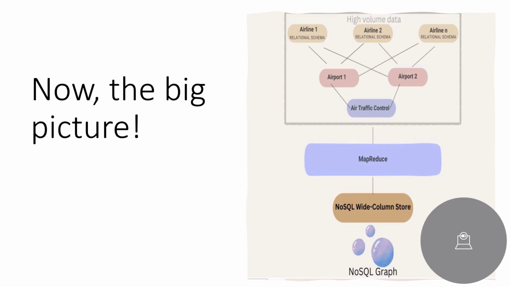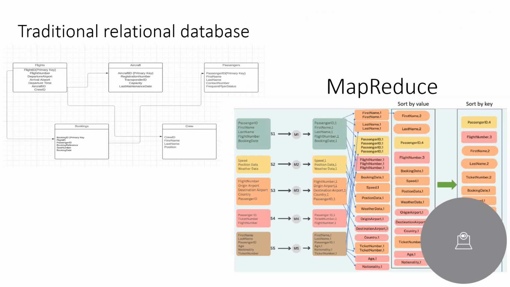Now let us look at the complete proposed implementation. The figure that you are seeing on the right side is the high level schematic of the entire implementation. High volume data will be generated by traditional relational databases that are being operated within the scope of the entities, and here in this case, the entities are airports, airlines, and air traffic controls.